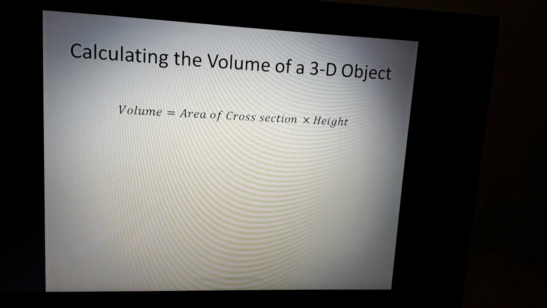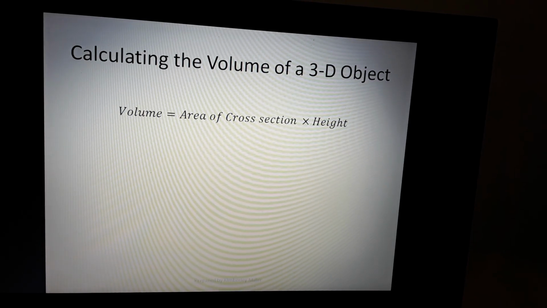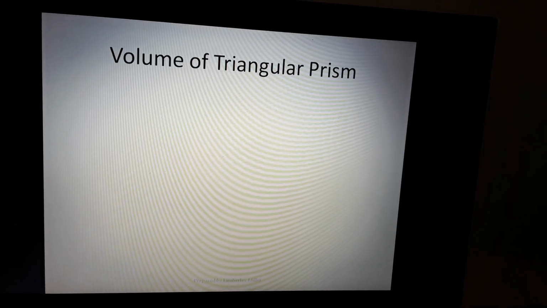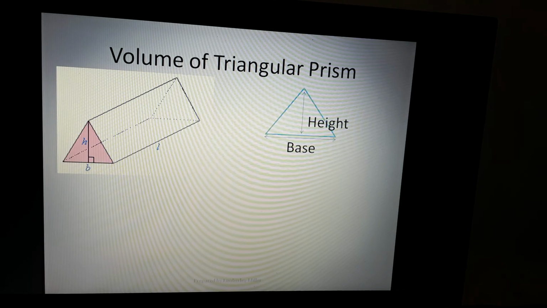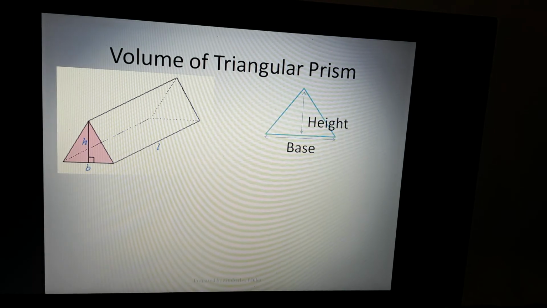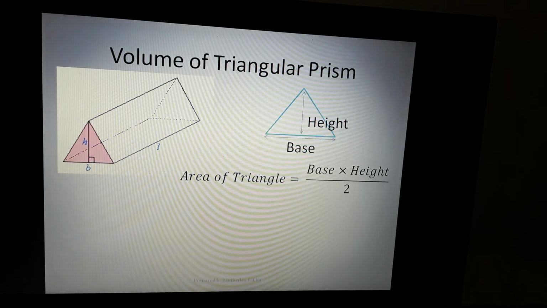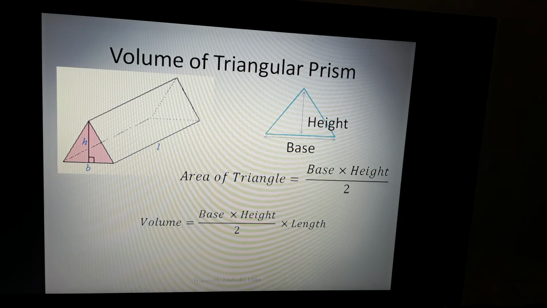So to find the volume of any three-dimensional object with a constant cross-section, all you need to do is find the area of the cross-section times the height. For the triangular prism, the cross-section is a triangle. Area of a triangle, base times height divided by 2. So the volume will be base times height divided by 2 times its length.